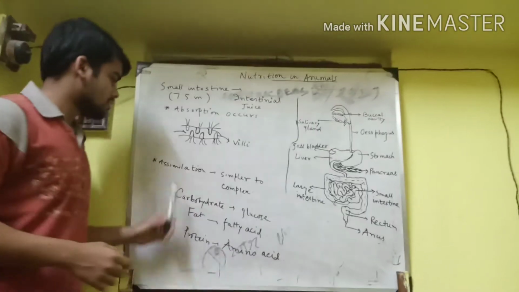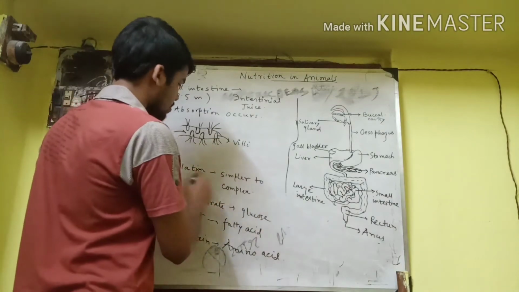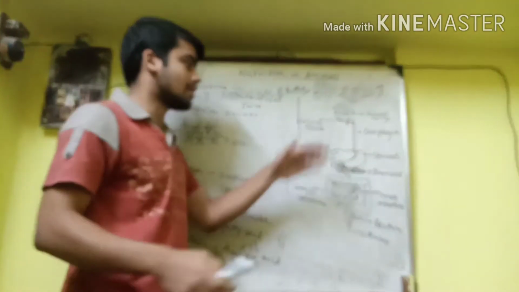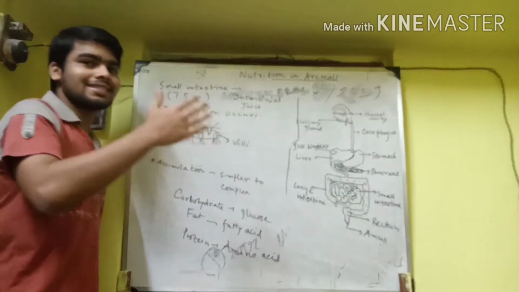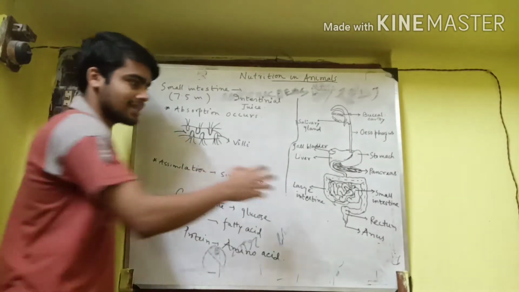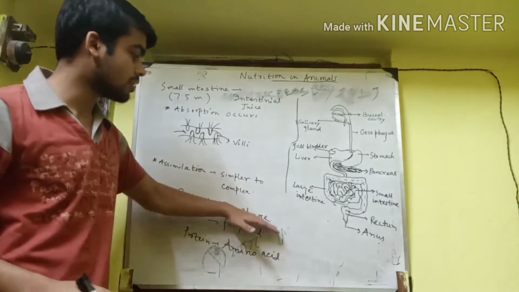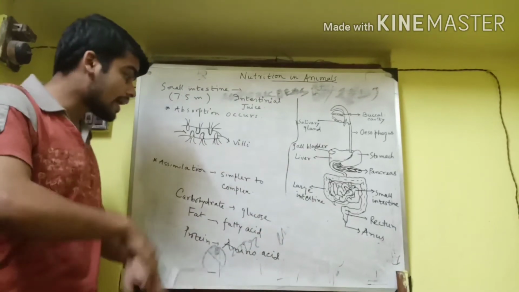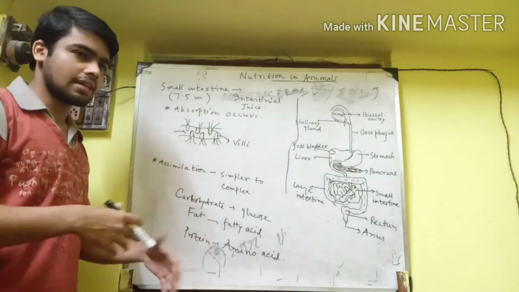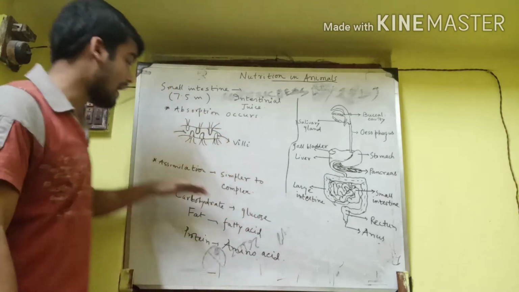So absorption occurs, and after the absorption, what happens? When we eat food, our digestive system breaks its complex components into simpler components, for easy digestion and easy absorption. But after absorption, the simpler components, that is glucose, fatty acid and amino acid, get recombined or react with themselves. Various reactions happen and they become complex again. This is the process called assimilation.